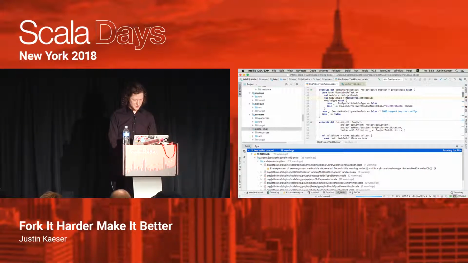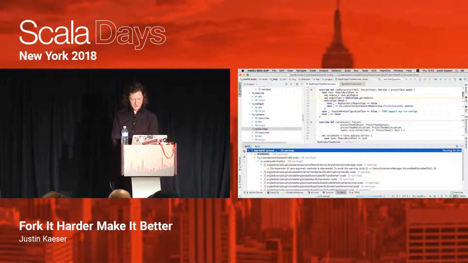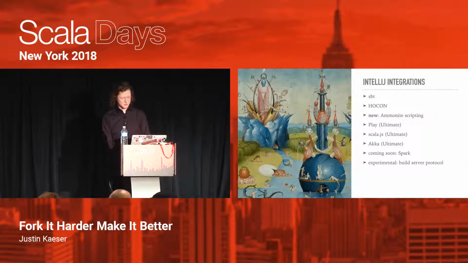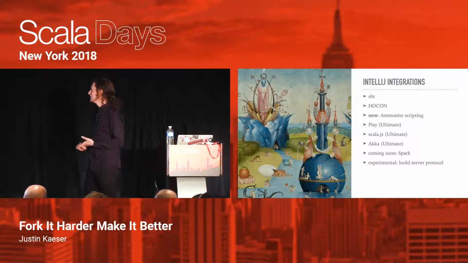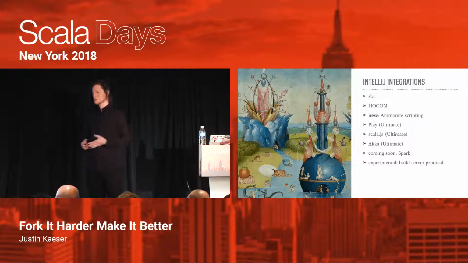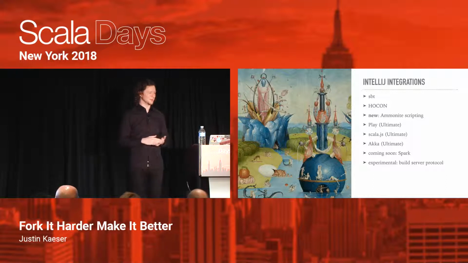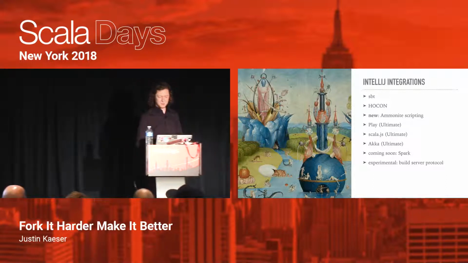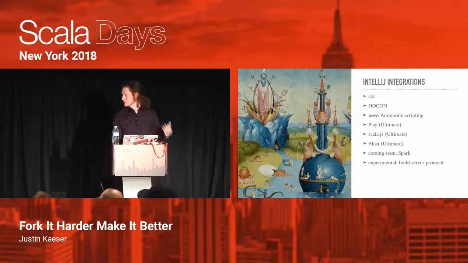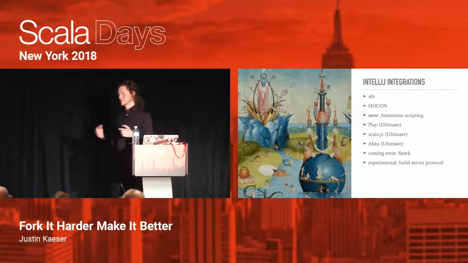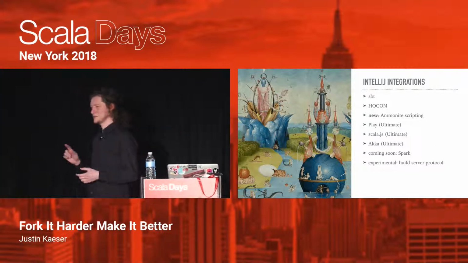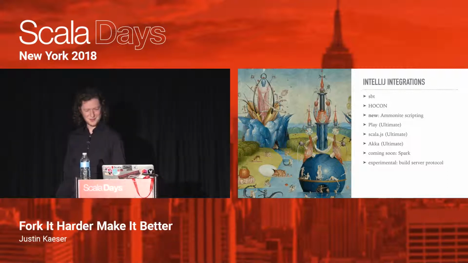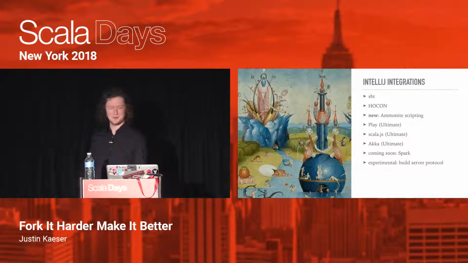Okay, continuing the talk. Those are just some examples of IntelliJ integrations. We have plenty more, as you may know. We just recently added support for Ammonite scripting. In the ultimate version, you'll find support for Play, Scala.js, Akka, maybe soon Spark, and the experimental build server protocol. On my Twitter, you'll find a link to a document describing how to enable it, because it's hidden by default, because it's still experimental and has too many rough edges.